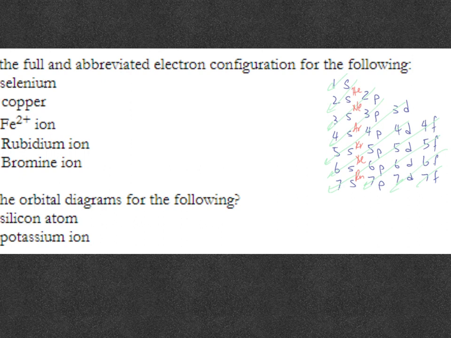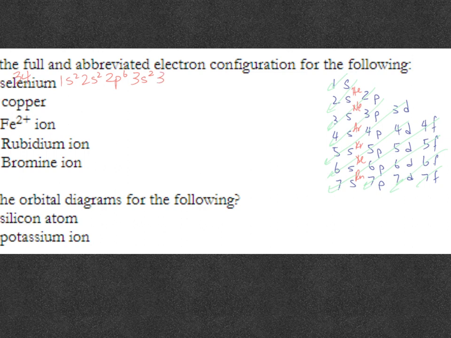Now, if you're using the diagonal rule, which we will do with selenium, so you look on the periodic table, you find selenium, it has 34 electrons. You always start at the top, so we're always going to go 1s, then 2s, 2p, 3s, 3p, 4s, and you follow the diagonals. So for selenium, we start with 1s. You need to know that an s can hold 2. Then we go to the 2s, which can hold 2. Then we go to the 2p, which can hold 6. And you basically just keep going until you have used up 34 electrons.